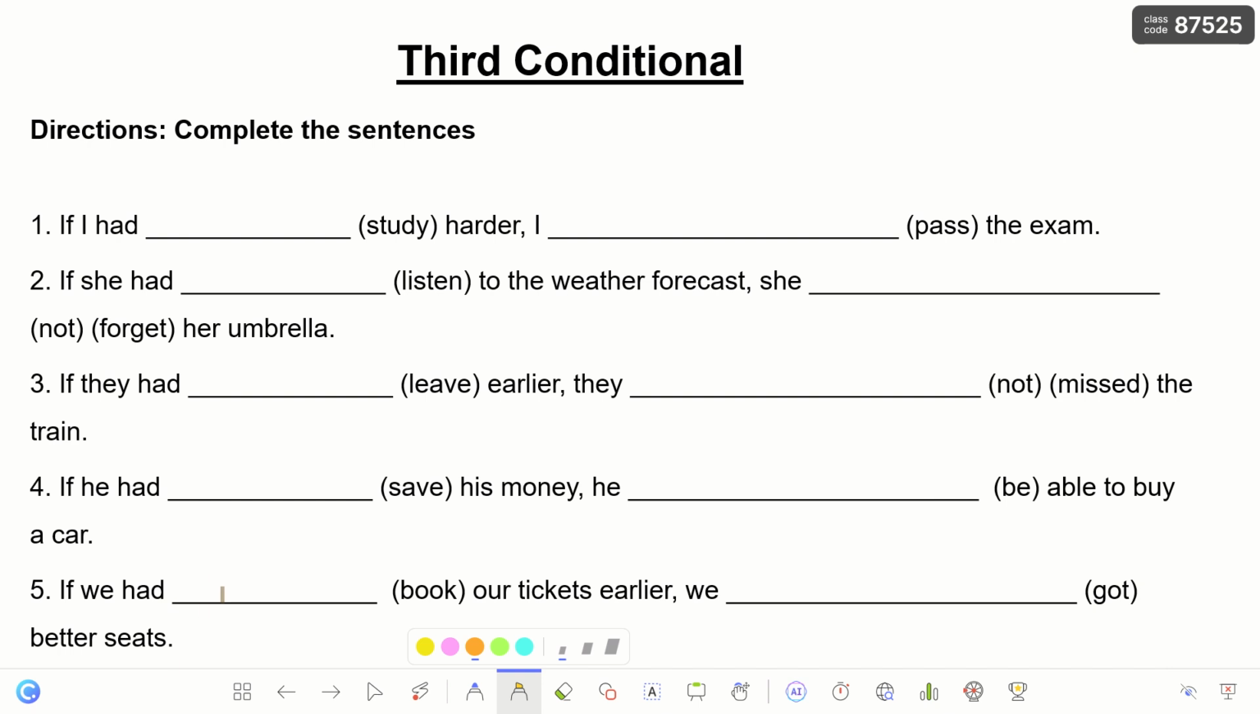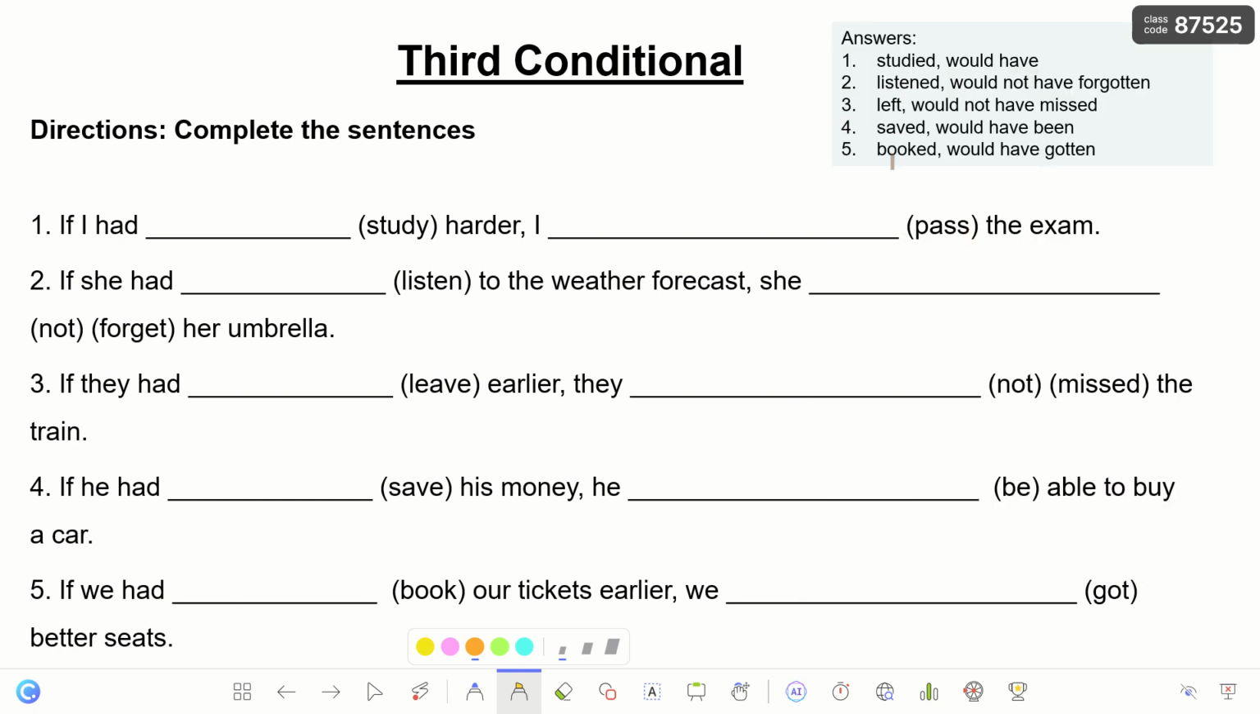If we had booked our tickets earlier, we would have gotten better seats, but we didn't book our tickets early, so we didn't get better seats. Look, studied would have, listened would have never forgotten, left wouldn't have missed, saved would have not been booked. Pay attention that all these were preceded by what? Had. Past perfect.